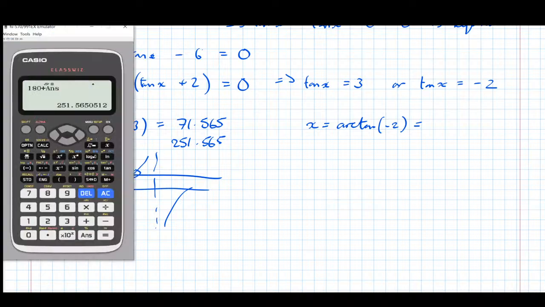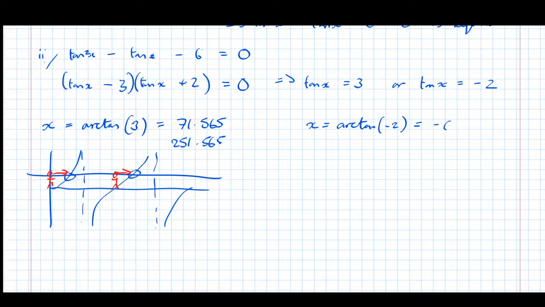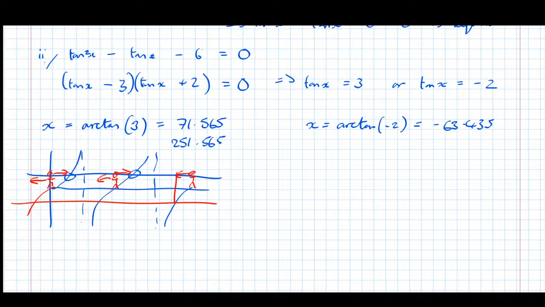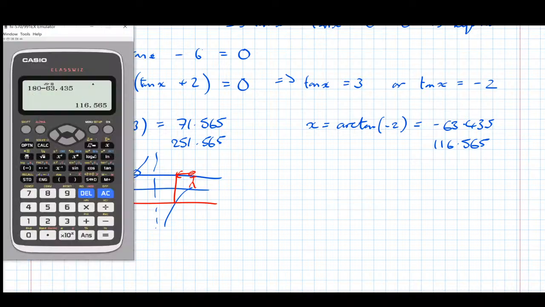And arctan of minus 2 is minus 63.435. And we're going to have to extend the graph here. We can see that that one is 63.435 to the left, so it's to the left of that, and also to the left of that. So 180 minus 63.435 equals 116.565. And 360 minus that equals 296.565.